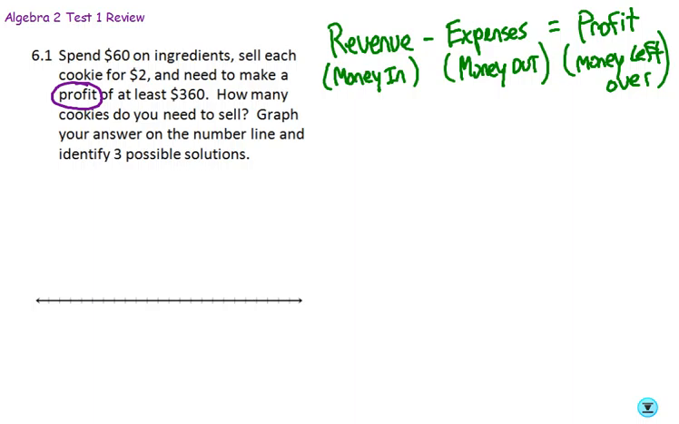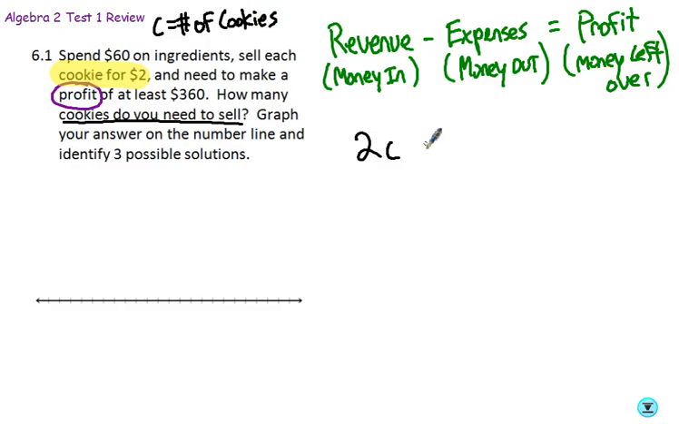Well, it says that we're selling cookies for $2. So what we're having coming in is $2 for every cookie we sell. Now I don't know how many cookies we sold, and that's actually what the question is asking: how many cookies do you need to sell. So I don't know how many cookies, so I can just say C, and we'll say that that is the number of cookies.